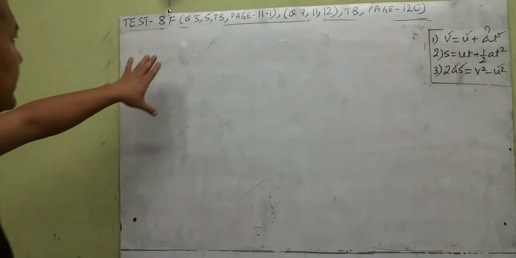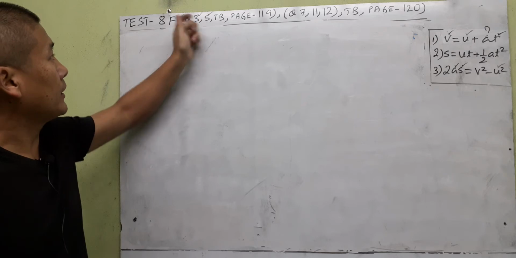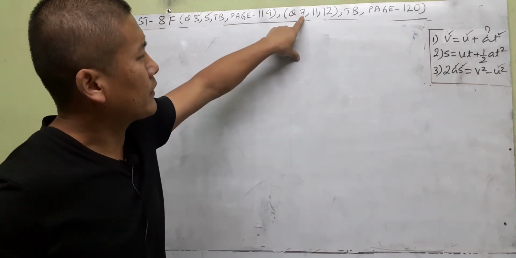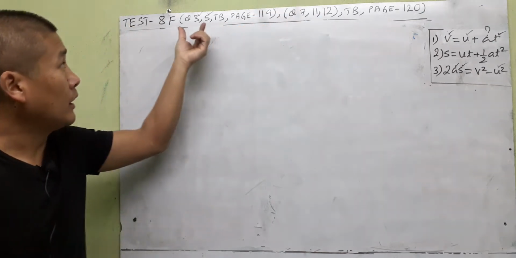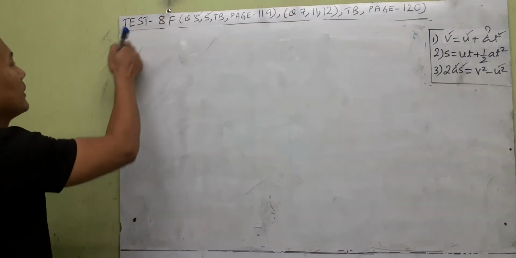Okay, so next, in this class, we will do this first part, questions 3 and 5, the 8F part. And then we'll go and do the next ones, 7, 11, 12 in the next class. So it'll take 2 classes to complete this test portion, okay? So let us start with 3.